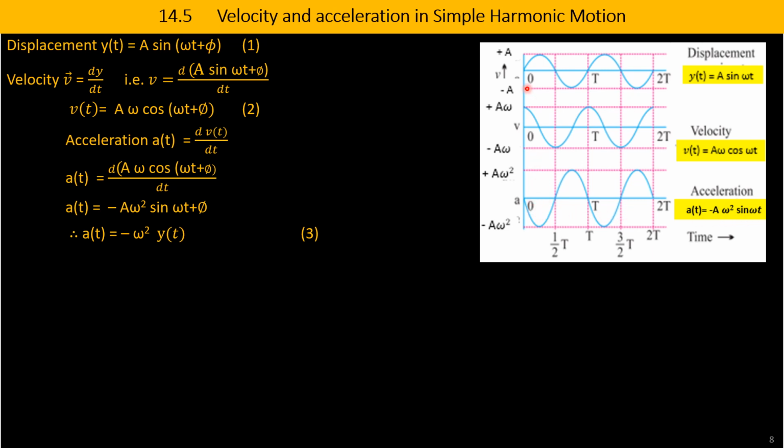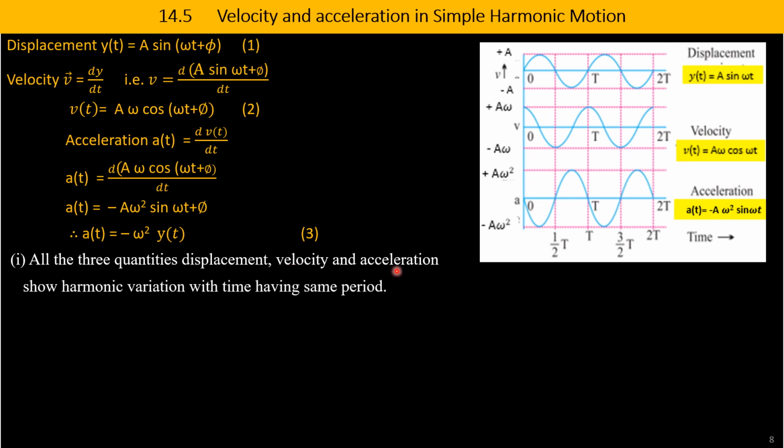Please see the phase difference here between displacement, velocity and acceleration. Please note it and draw the graph yourself. So summarizing, all the three quantities, displacement, velocity and acceleration, show harmonic variation with time having the same period, that is omega t plus phi.